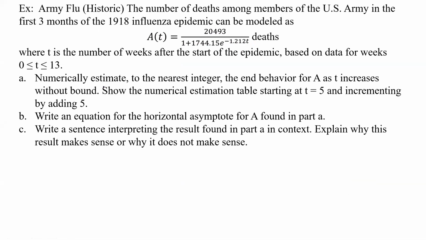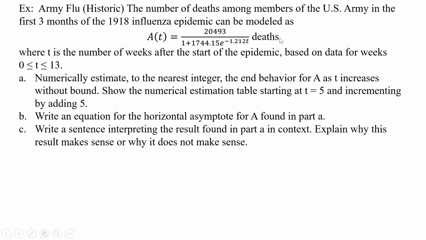Where t is the number of weeks after the start of the epidemic, based on data for weeks 0 through 13. What they want us to do is numerically estimate to the nearest integer the end behavior for A as t increases without bound. Show the numerical estimation table starting at t equals 5 and incrementing by adding 5. Then write an equation for the horizontal asymptote for A found in part A. And then C, write a sentence interpreting the result found in part A in context, explaining why this result makes sense or why it does not make sense.